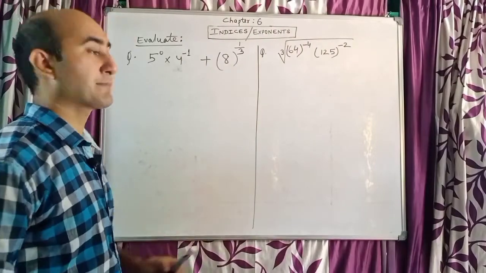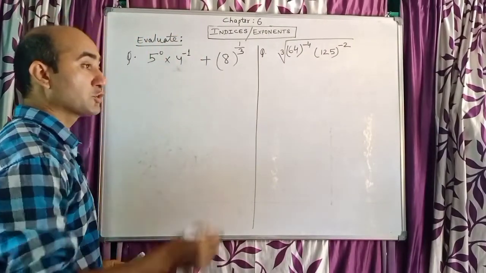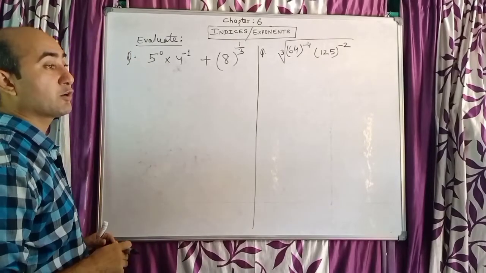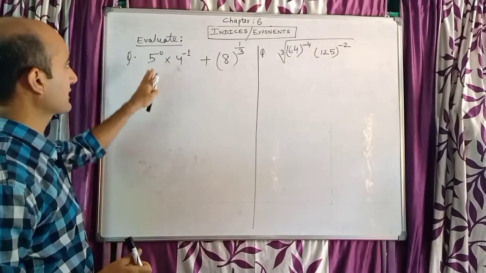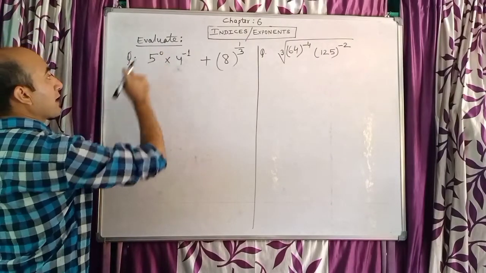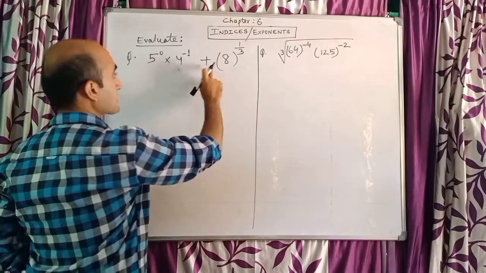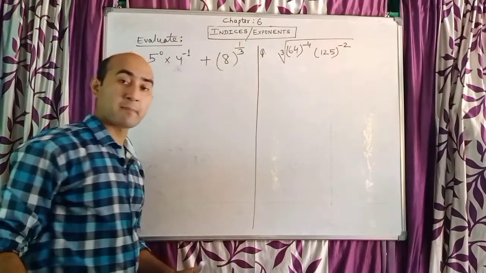So children, here I have 2 questions for you. This is the first question, this is my second question. So using those formulas, I will now be solving or evaluating these questions. So here I have my first question: 5 to the power 0 into 4 to the power minus 1 plus 8 to the power 1 by 3.